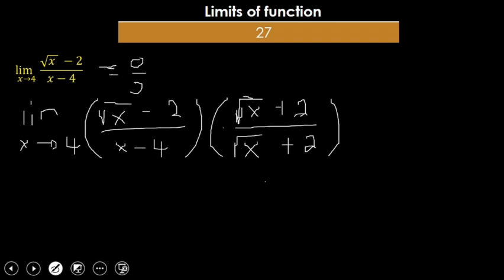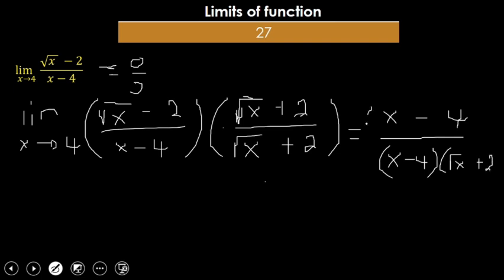This will totally be giving, this will be equal to (x minus 4) all over (x minus 4) times (square root of x plus 2). Here's the limit of that. That will be equal to what?